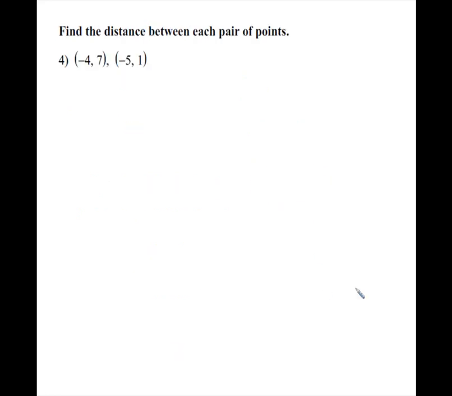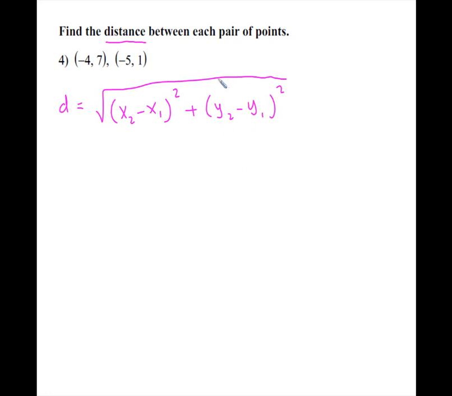All right, so number 4 here. We're trying to find the distance between 2 points, between these 2 points here. If you recall the distance formula, it was the one with the big square root. This is the one where we subtract the x's and square them. Then we add, and we subtract the y's and square them. That's all we're going to do.